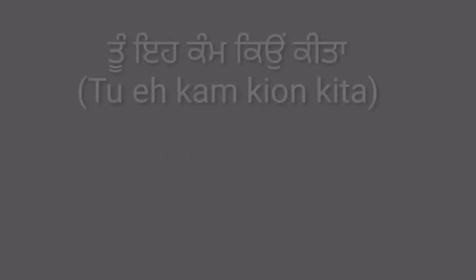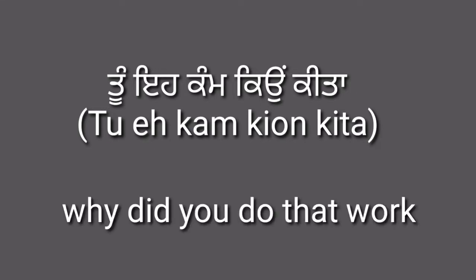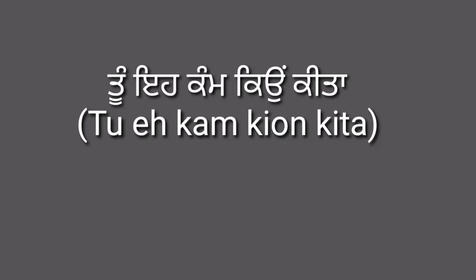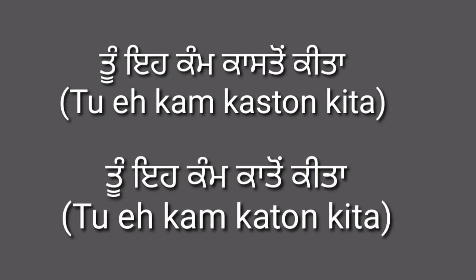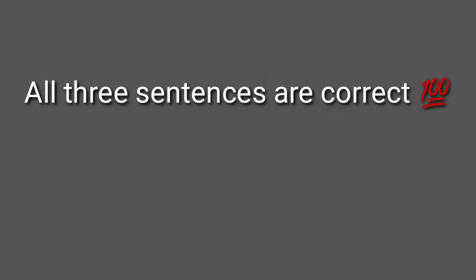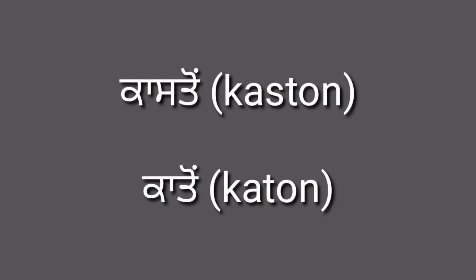For example, ਤੂੰ ਇਹ ਕੰਮ ਕਿਉਂ ਕੀਤਾ? It means why did you do that work? Or you can say ਤੂੰ ਇਹ ਕੰਮ ਕਾਸ ਤੋਂ ਕੀਤਾ? Or you can say ਤੂੰ ਇਹ ਕੰਮ ਕਾਤੋਂ ਕੀਤਾ? All three sentences are correct. You can use whatever you like. But if you only learn kyun and somebody is using kasto or katon, you won't understand that. So that's why I'm telling you, you need to learn these words. I hope you know it: the meaning of why in Punjabi is kyon, kasto, katon.